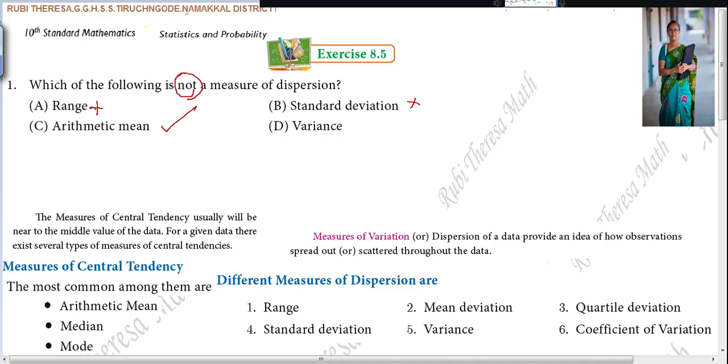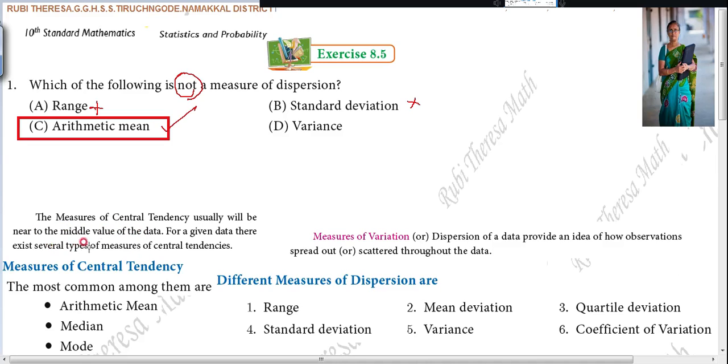Do you follow? Very good. So this is the answer. While you are learning one-mark questions, you should learn these. Here you should know what is meant by measure of variation. This is nothing but the scatteredness of the values. Measure of central tendency is nothing but nearness to the middle value of the data.